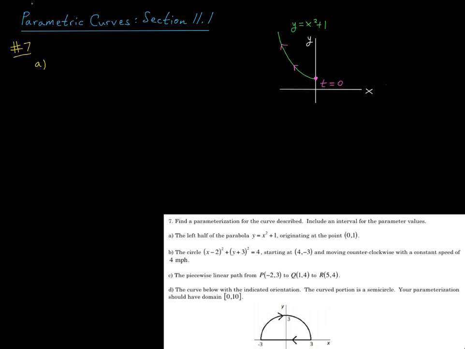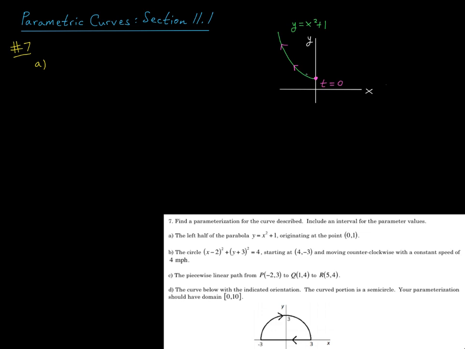Okay, question 7 says, find a parameterization for the curve described, include an interval for the parameter values. And part A says the left half of the parabola y equals x squared plus 1, originating at the point 0, 1. So you see up here the left half of this parabola y equals x squared plus 1 in green. And since we originated at the point 0, 1 at t equals 0, we're located right here, which is the vertex of this parabola.